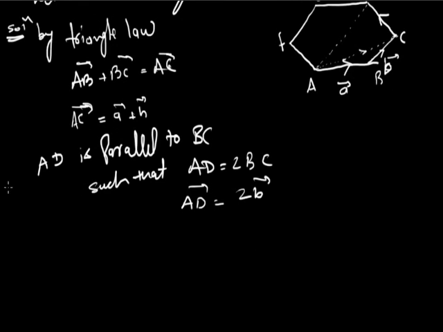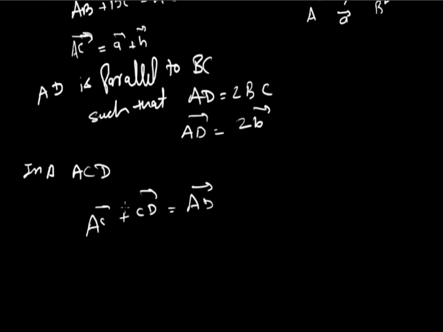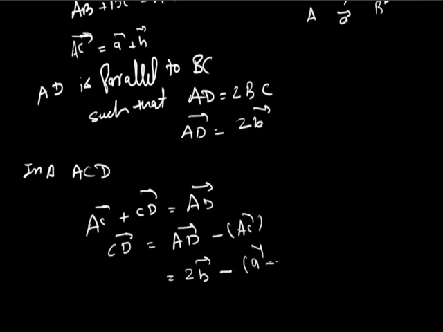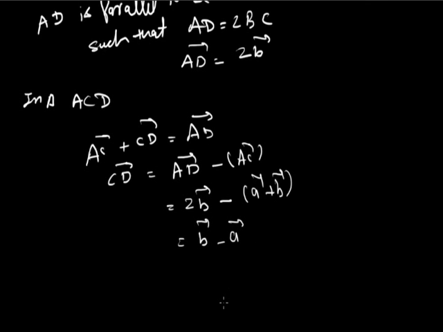Now in triangle ACD, AC vector plus CD vector is equal to AD vector. So the CD vector is equal to AD vector minus AC vector, which is 2b vector minus (a vector plus b vector). So it is b vector minus a vector. So the CD vector is b vector minus a vector.